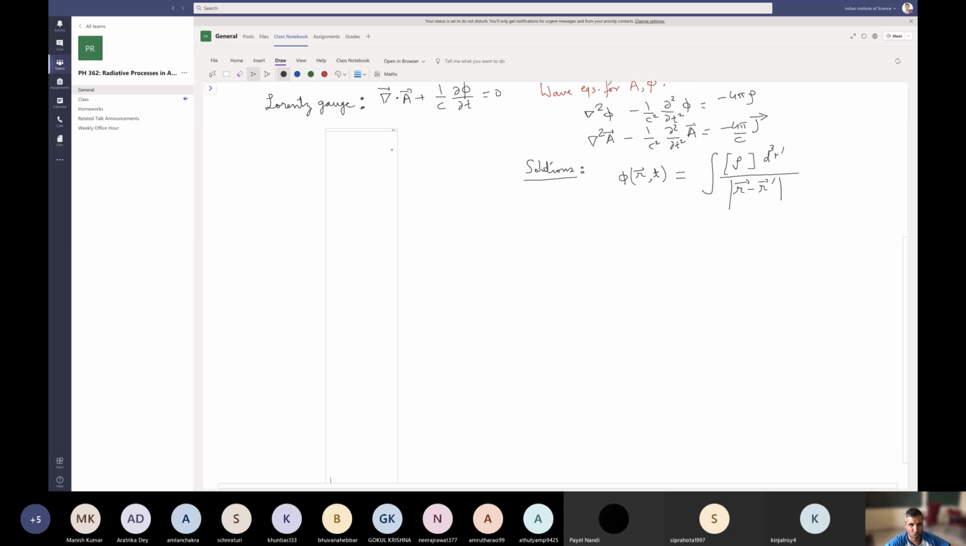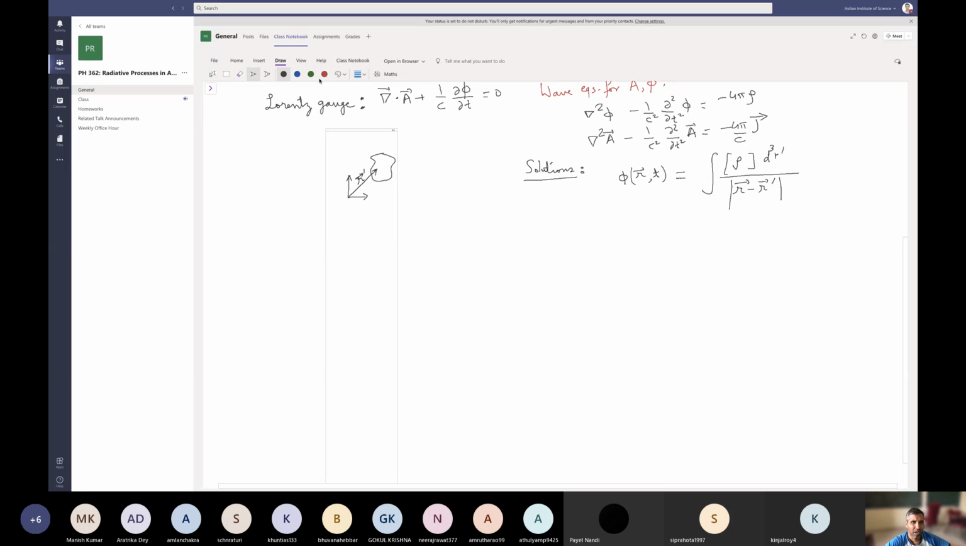So let me actually just draw what r and r prime are. Basically, let's say you have some volume. This is your coordinate system. You are integrating over the whole volume, in fact, the whole space. This is your r prime. This is the variable which is integrated over. So you're basically summing over all the charges.